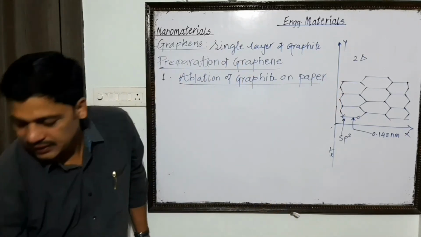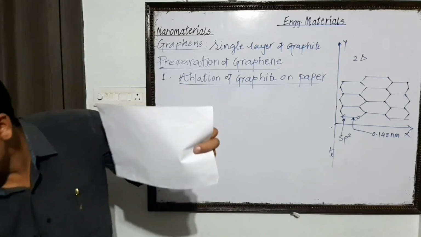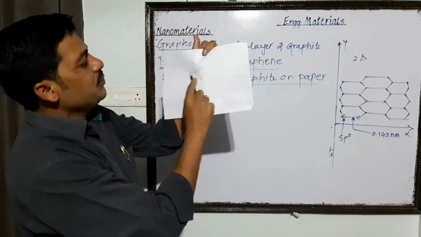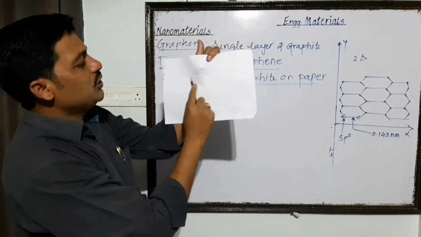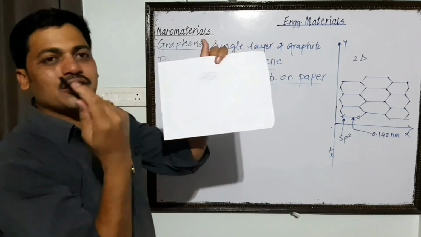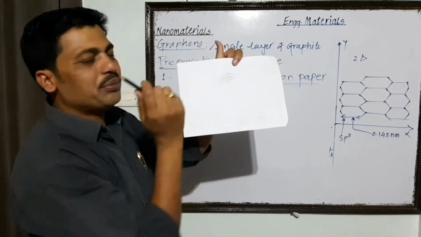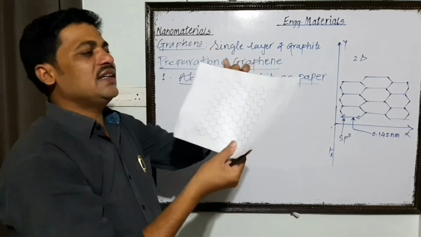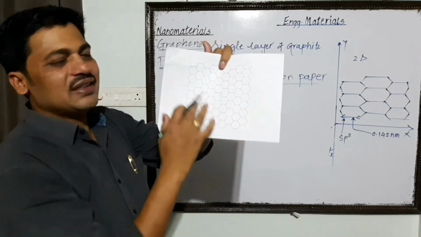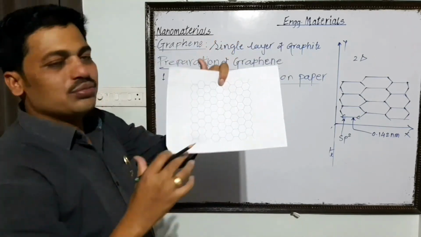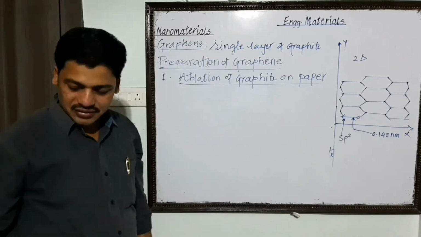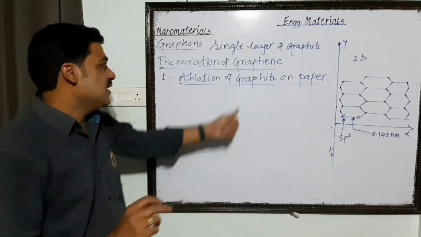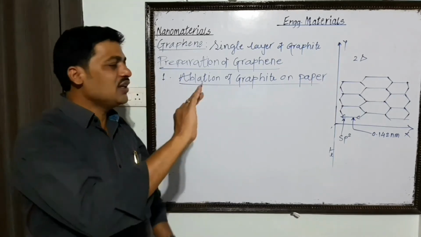So we get such a layer, which is nothing but graphene, and that method is called ablation of graphite on paper.